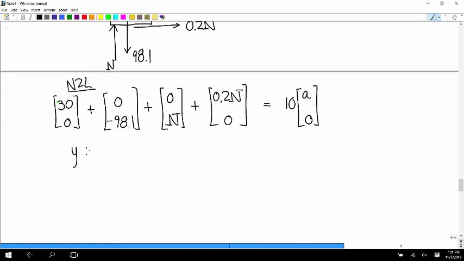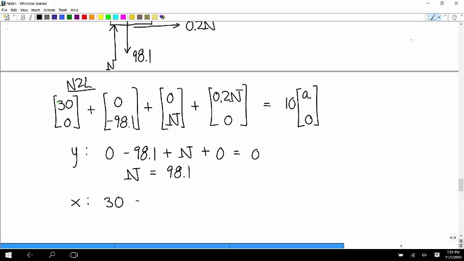Okay, so the y equation says 0 minus 98.1 plus n plus 0 is equal to 0. And so n is equal to positive 98.1. And then the x equation says 30 plus 0 plus 0 plus 0.2 times 98.1, substituting that value in for the n, is equal to 10a.